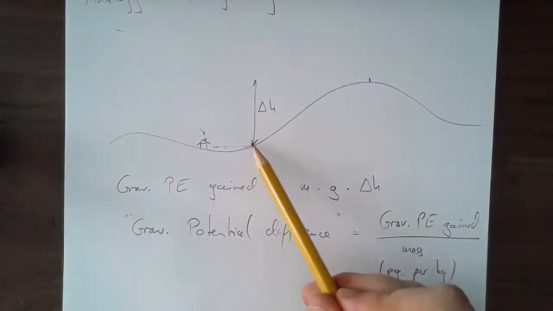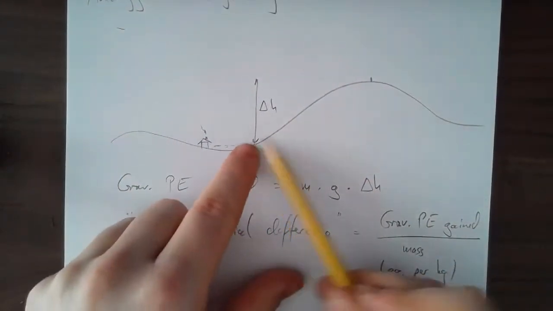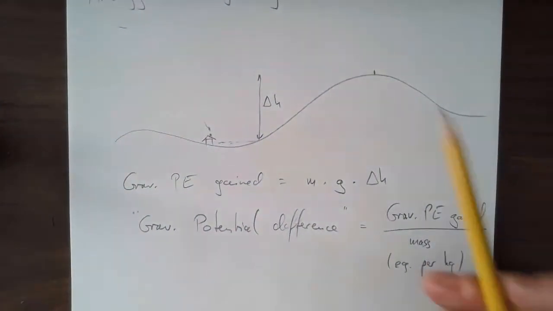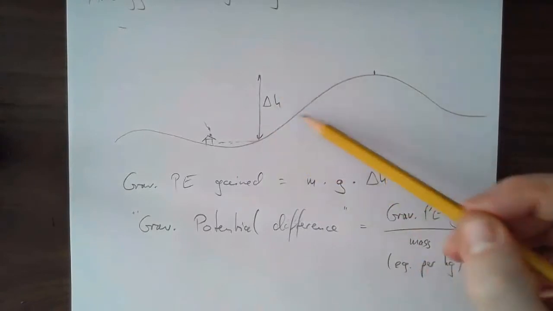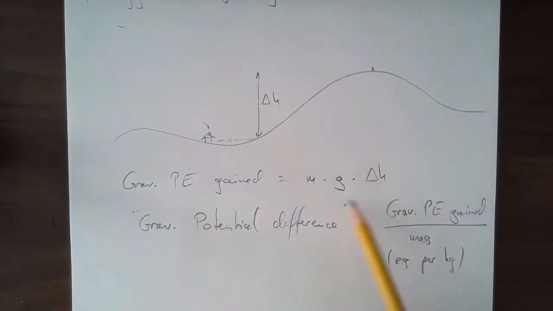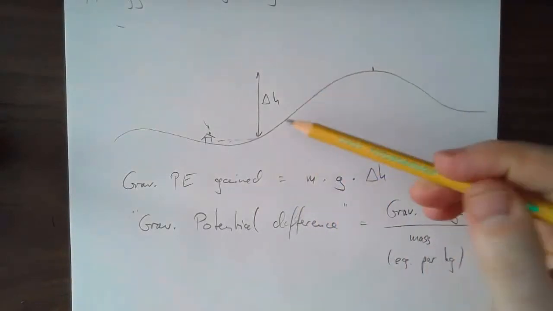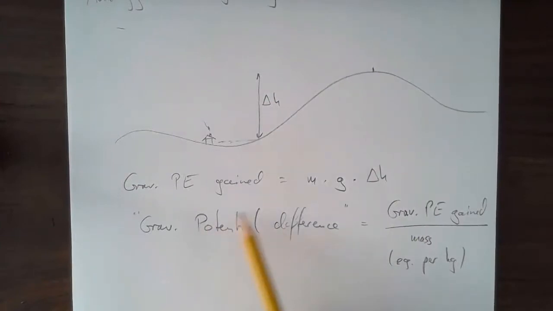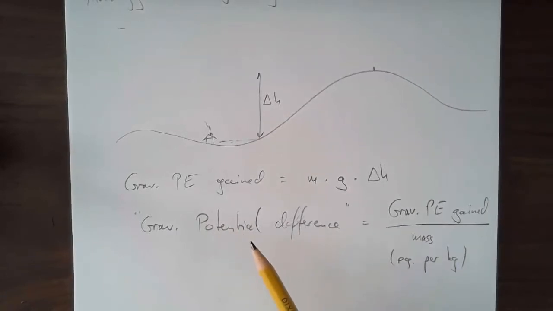If I take a backpack with 10 kilograms and I go from here to here, well, how much potential energy has this 10 kilogram backpack gained? Well, I can find out using this expression, but I can also just ask, how much potential energy do I get per kilogram that I bring up the hill? And that is my gravitational potential difference. That's exactly analogous to the idea of the electrostatic potential and electrostatic potential difference.